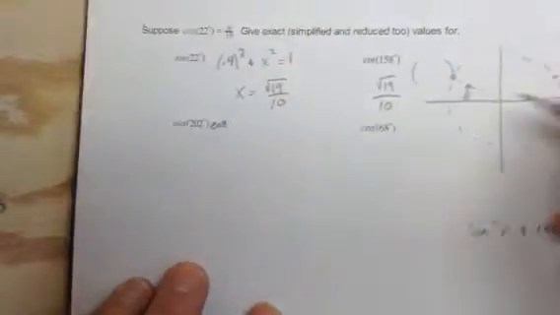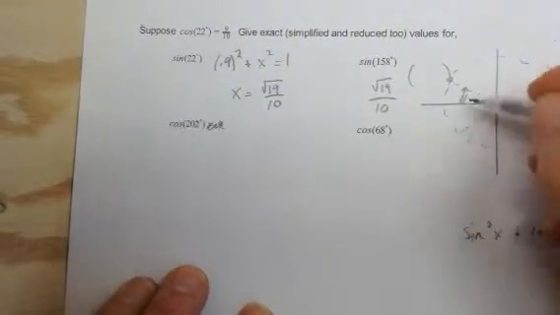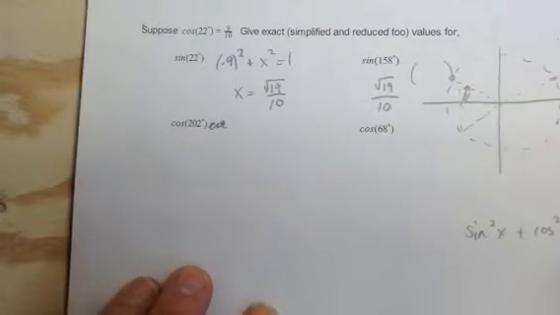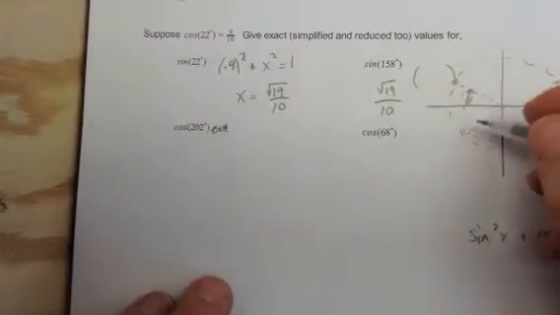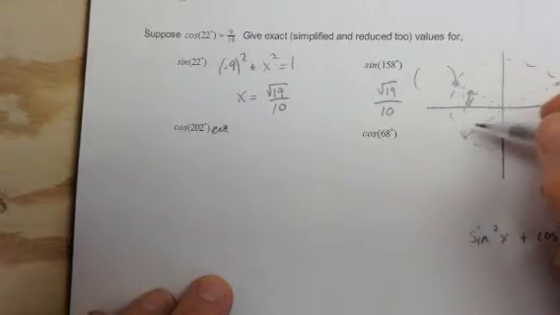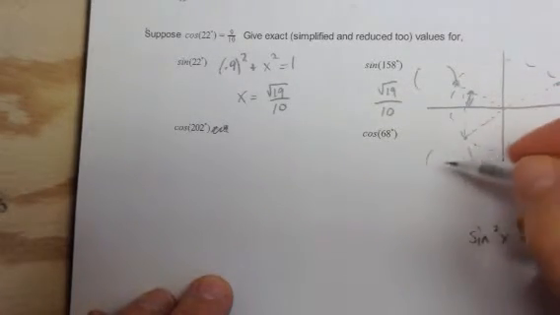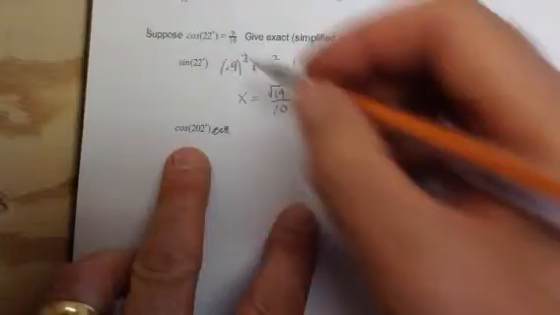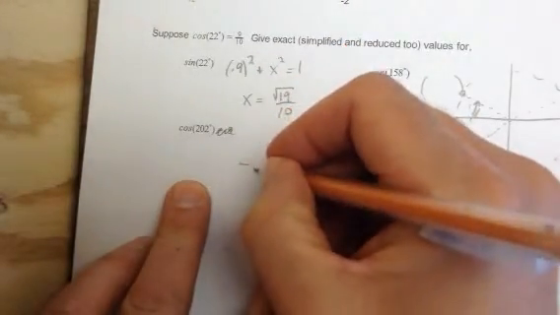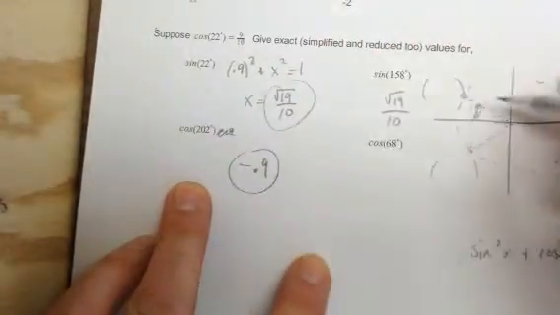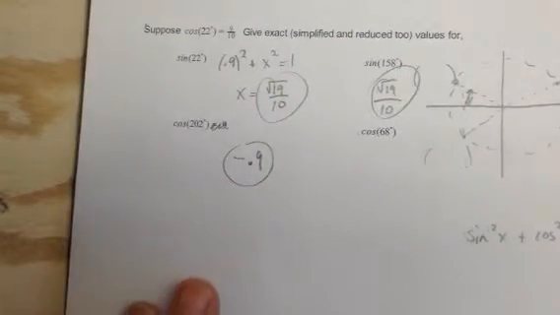My mistake. 202, of course, is going to be over here at 180 plus 22, so that this would have the same x and y coordinate, but x is going to be negative, so it's going to be negative 0.9. Helpful if you circle your answers.